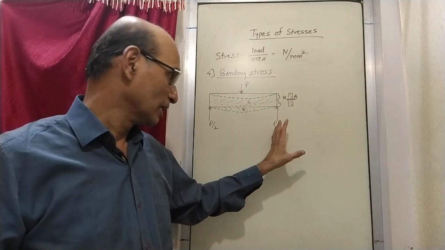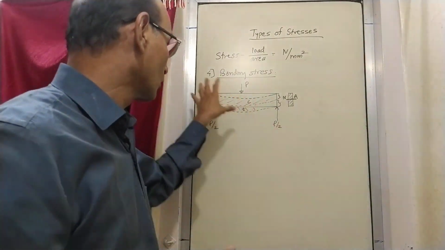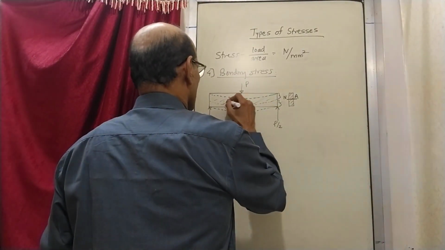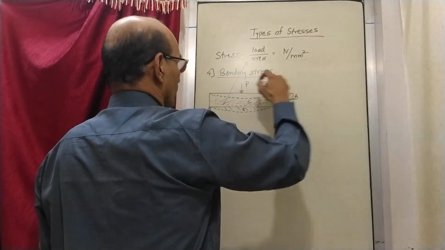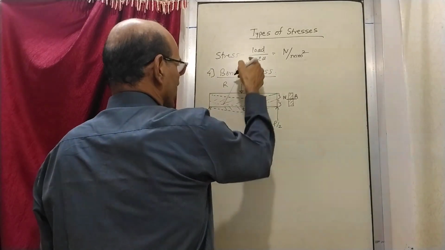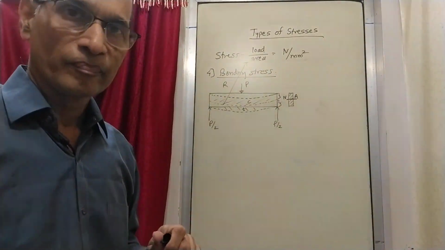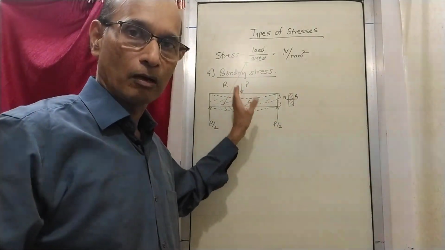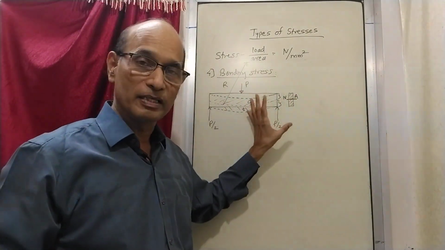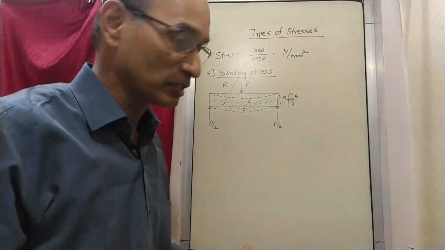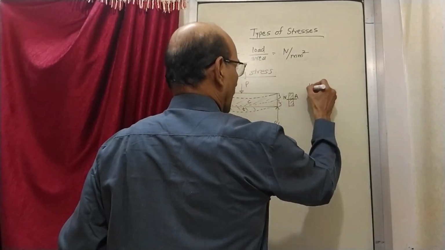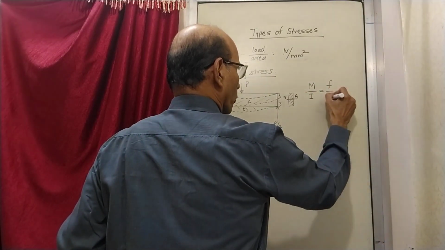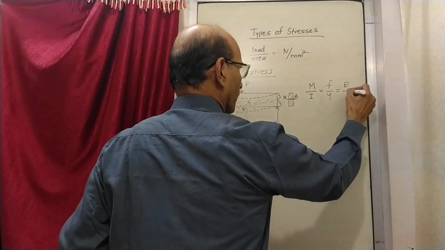Now under this condition, what has happened? The beam has got some curvature. I can show that this is the radius of curvature. This curvature has got some center here, and R is the radius of curvature. Now there is a formula which gives the relationship between this curvature and some other properties of this particular beam, which I write down here: M upon I is equal to F upon Y equal to E upon R.